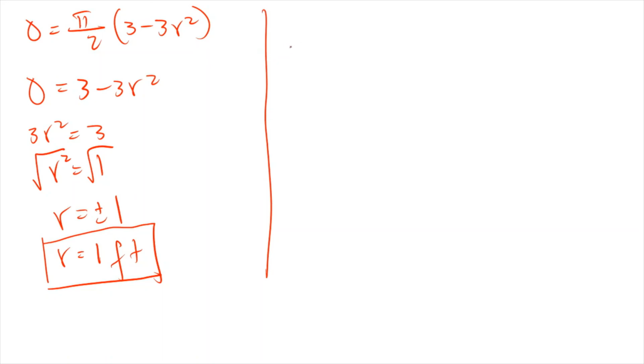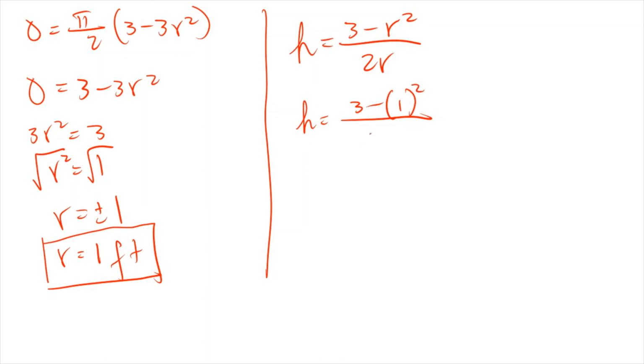Solving for h, we have a formula for the height that we obtained earlier. Height is equal to 3 minus r squared over 2r, and then let's plug in the value for r. 3 minus 1 squared over 2 times 1. So h is equal to 3 minus 1, that's 2, divided by 2. So h is also 1 foot.